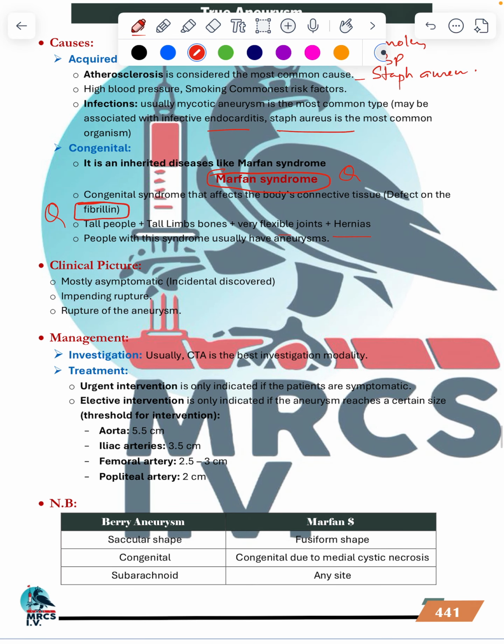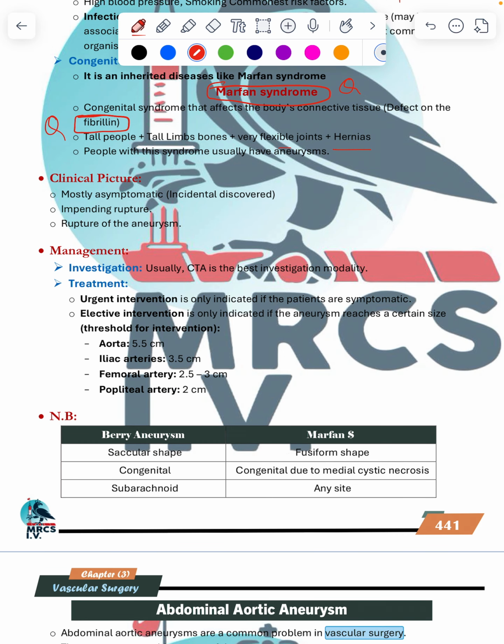Mostly asymptomatic. Impending rupture is the rupture. Management: usually CTA is the best. CT angiography, you have to do CT angio to measure; it is the best investigation modality. Treatment is urgent only if patients are symptomatic. If patients have symptoms from the aneurysm, intervention is indicated, depending on the aneurysm size.